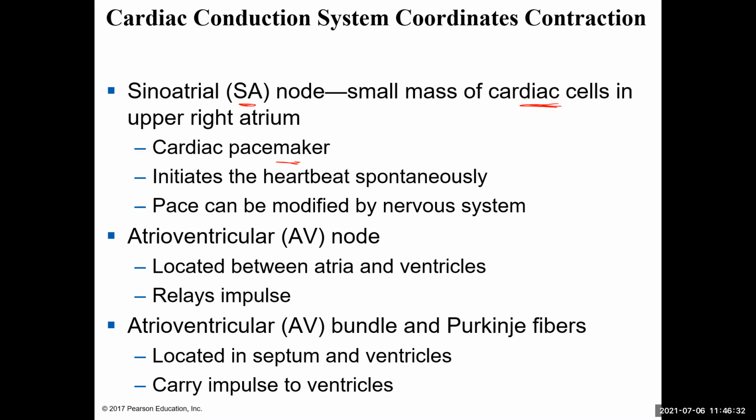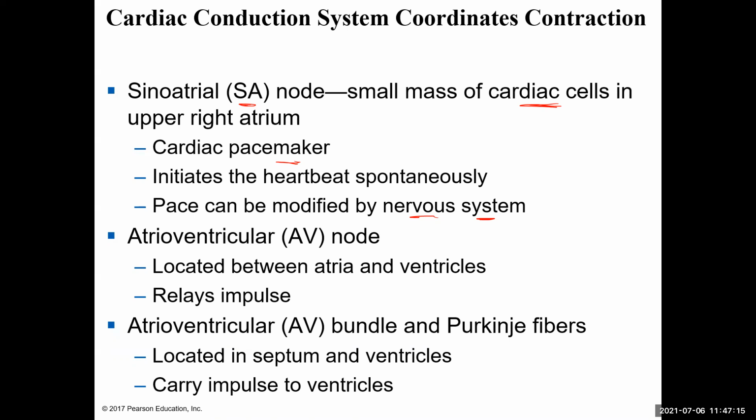Now, the rate of those contractions can be modified by the nervous system. So the nervous system can say, okay, we need the heart to beat faster or we need the heart to beat slower, and it can regulate that pace. There's also an AV node, which is an atrioventricular node that is between the atria and the ventricles, and its sole job is to relay the electrical impulse from the SA node down into the Purkinje fibers, which exist in the myocardium.